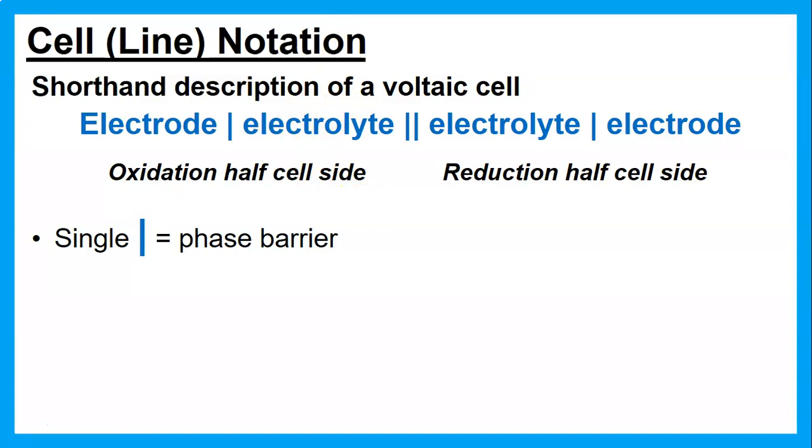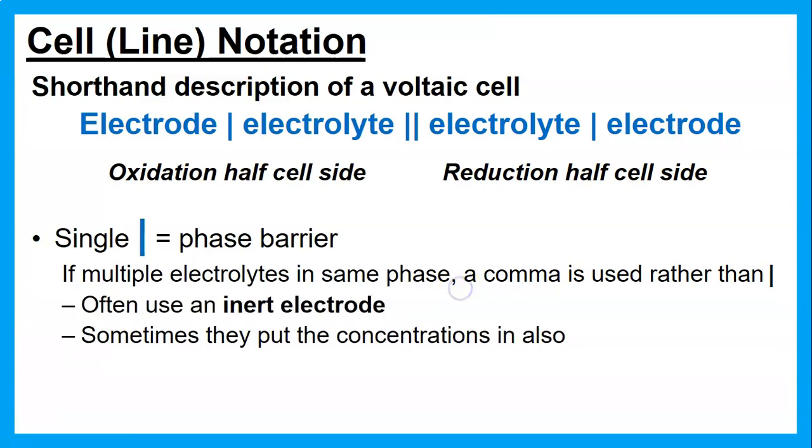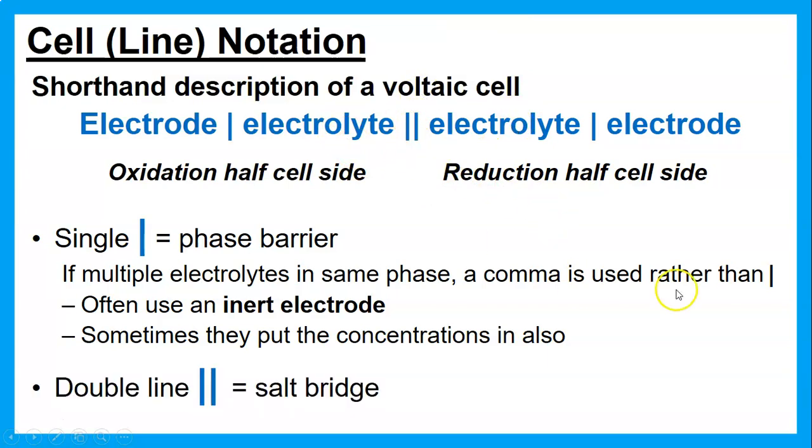Sometimes they may be different, or they may be the same phase. If they're all electrolytes, if you have lots of things in the same phase, then you would use a comma instead. Sometimes we use what's called an inert electrode. That would mean it's not going to actually react, right? Inert means it doesn't react. Sometimes they may tell you the concentrations of your electrolytes because that's important, right? If it's not 1 molar, we need to know that. And this double line represents our salt bridge. That's what's separating the 2 half reactions from each other, right?